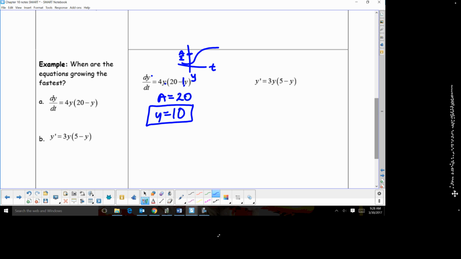One logistic growth. Yeah, these have y prime, but same, and it has that minus 1. So my carrying capacity was 5, so where am I growing the fastest? When y equals 2.5 or 5 halves. Good? Alright, those are really easy.